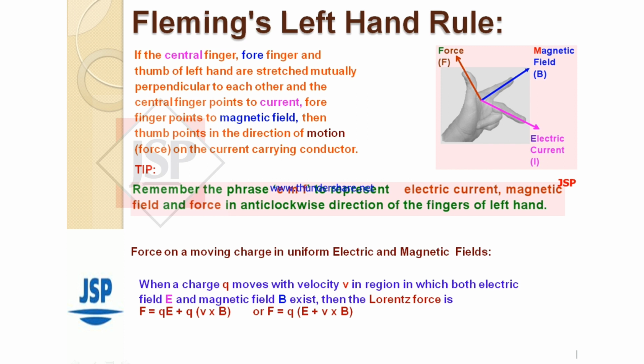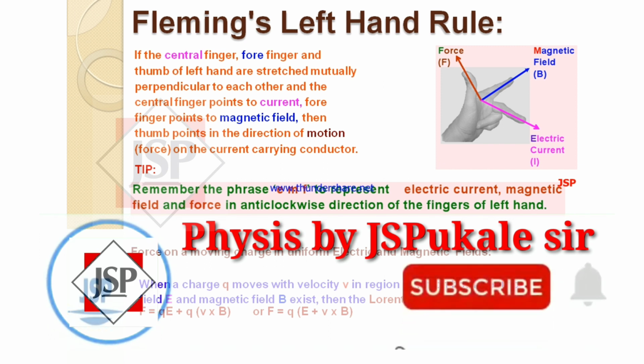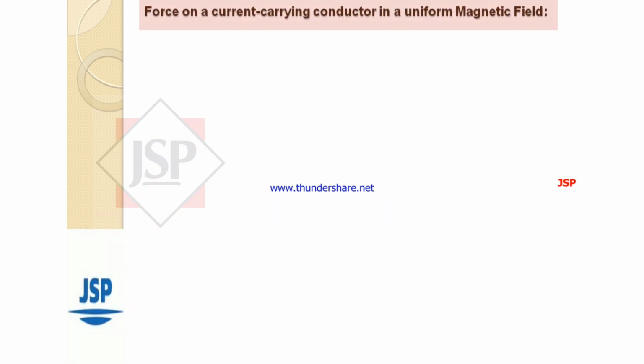Force on moving charges in uniform electric and magnetic fields. When charge q moves with the velocity v in a region in which both electric field E and magnetic field B exist, then the Lorentz force is F equal to qE plus q(v cross B), or F equal to q(E plus v cross B).